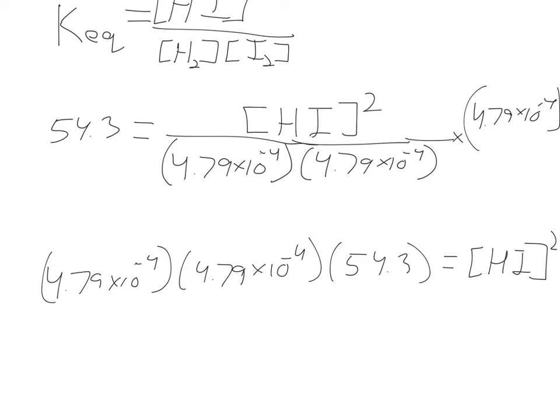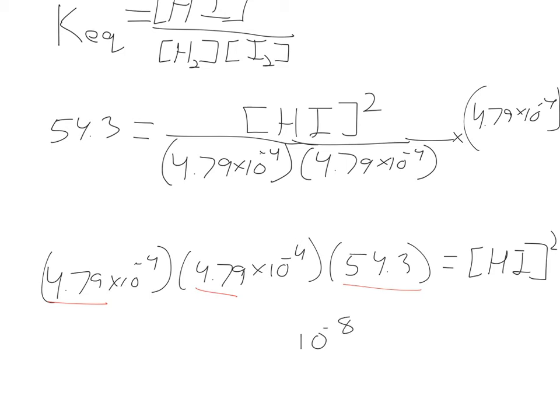Alright, if you got this far, good stuff. I'm going to recommend this because a lot of calculators can't handle powers of 10. Just multiply those 4.79s and that 54.3 together. You can do the 10s in your head. You know 10 to the minus 4 times 10 to the minus 4 is going to be 10 to the minus 8.